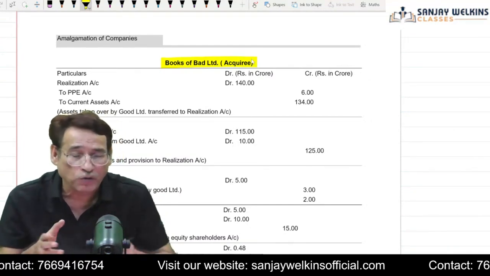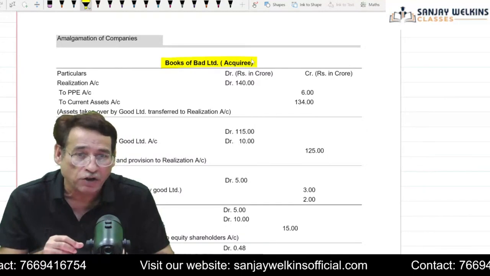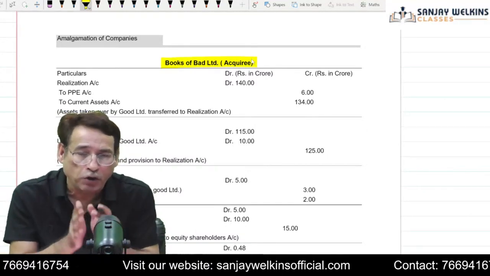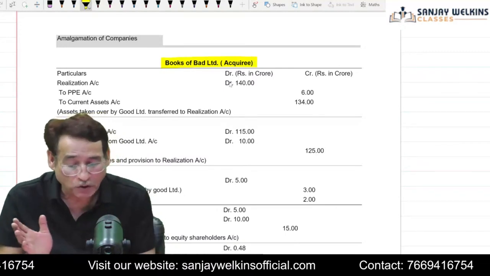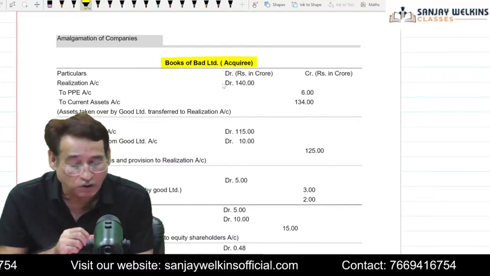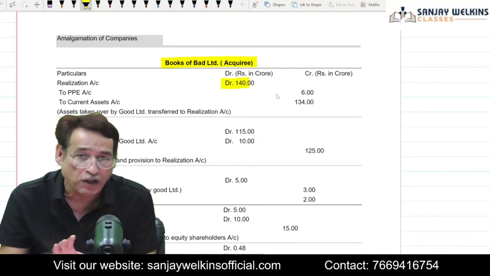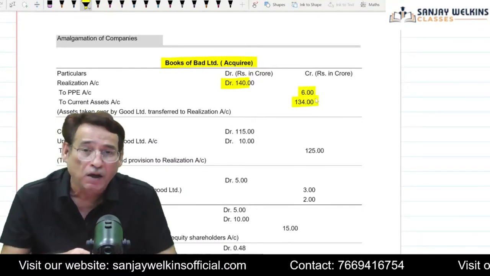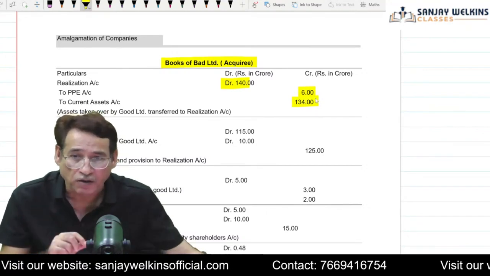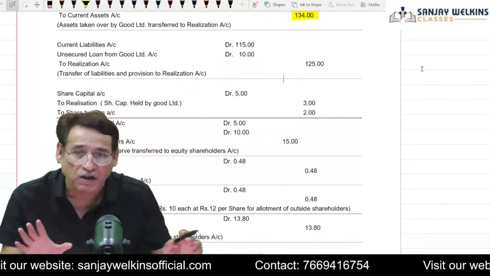We have to transfer all the assets to the debit side of the realization account. Now your focus should be only on the acquiree entity, that is, the column of BAT Limited. So you find that there are only 2 assets. So you will transfer them to the debit side of the realization account. So your entry will be realization account debit to property plant and current asset account. Is it clear to you or not? Is it clear to everyone?